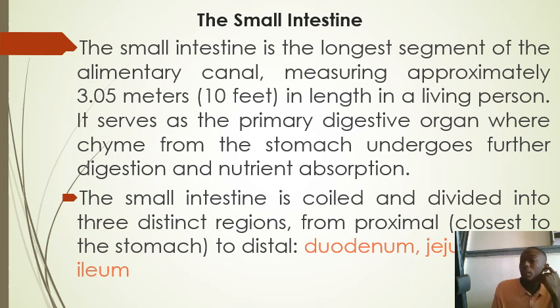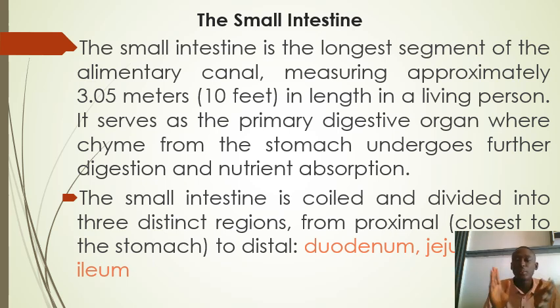Now after the stomach is the small intestine. The small intestine is the longest segment of the alimentary canal, measuring approximately 3.05 meters or 10 feet in length in the living person. It serves as the primary digestive organ where chyme from the stomach undergoes further digestion and then nutrient absorption. Number one, the small intestine continues digestion. Secondly, the digested food nutrients are absorbed and passed through to the liver.